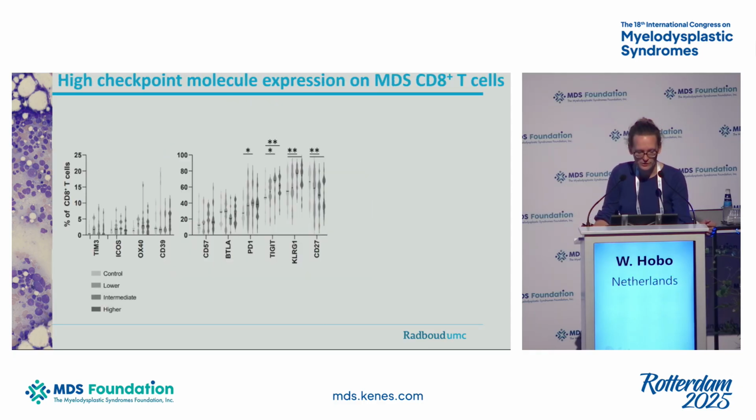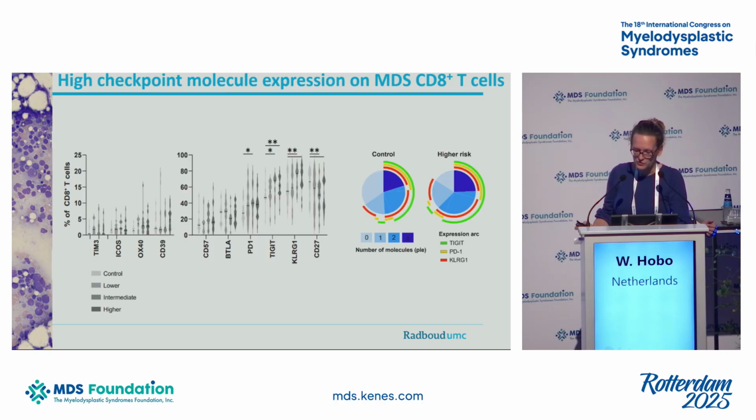Looking to those checkpoint molecules, we observed that within higher risk MDS patients, multiple of those molecules were higher expressed: PD-1, TIGIT, KLRG1, CD27. And this is also depicted in another way. Within higher risk MDS patients, there's increased co-expression and increased expression of those checkpoint molecules.